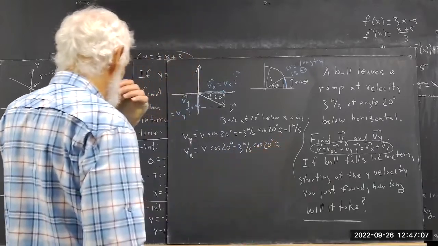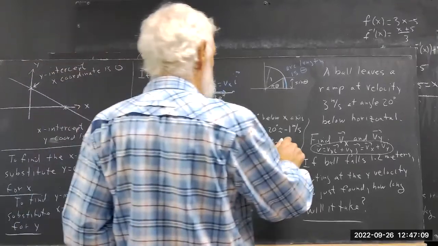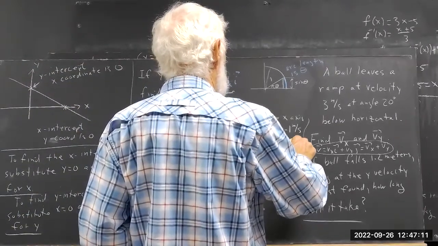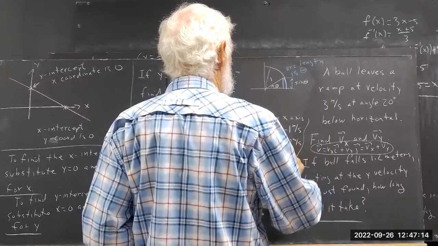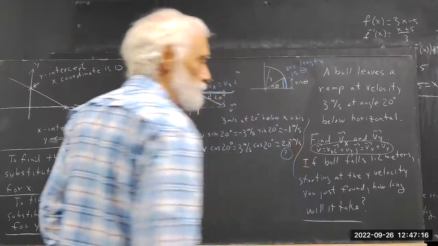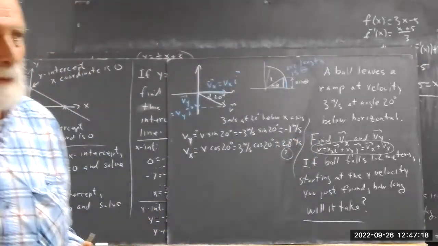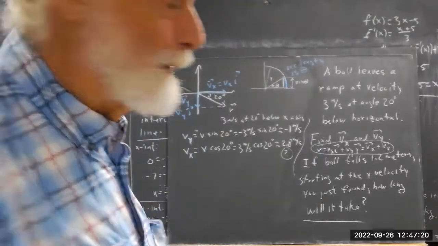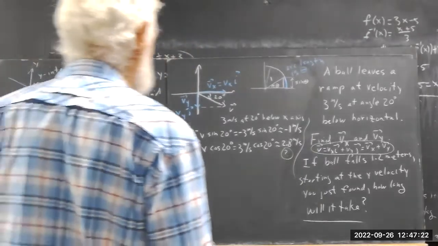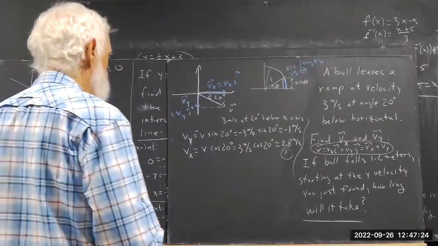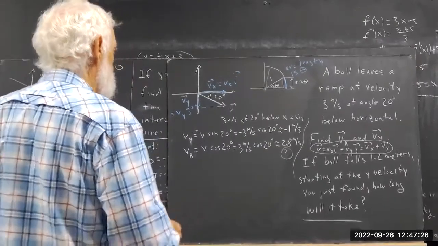Well, the cosine of 20 degrees is, I'd say, about 2.8 meters. Question on that? I'm pretty sure I'm within the 10th. Okay. I wouldn't be surprised if I actually got it. Okay, so that's easy. So Vy.